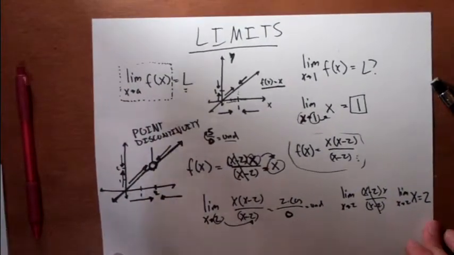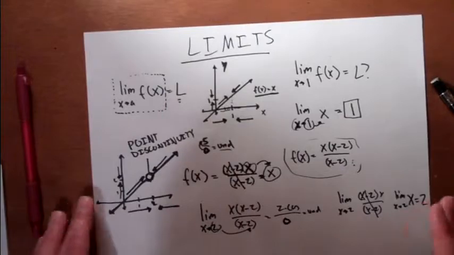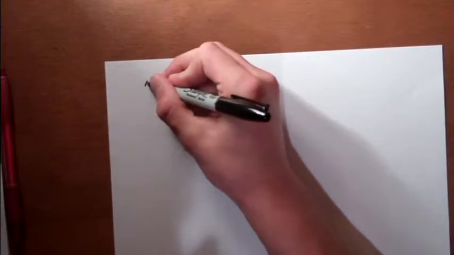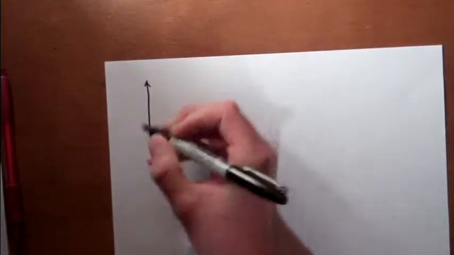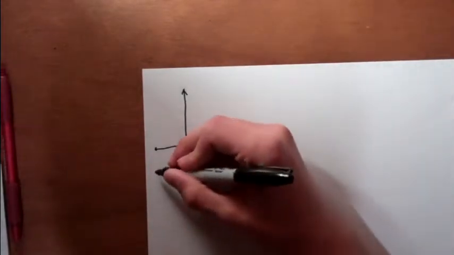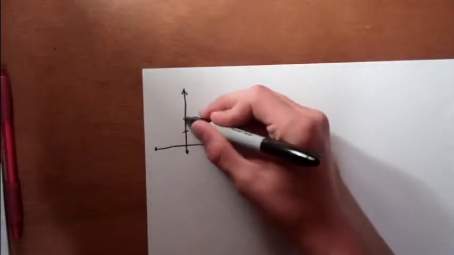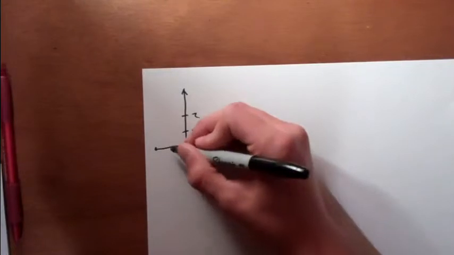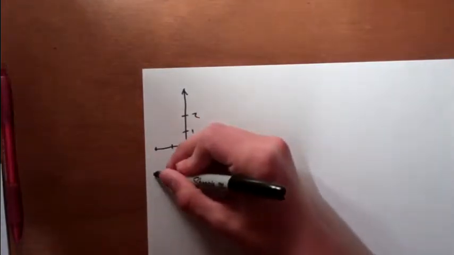Alright, it's not always going to be quite this simple. I'm going to show you guys a different kind of discontinuity that we use limits for. It's called jump discontinuity. Okay, so if I have, let's see, like this 1, 2, it's going to be negative 1, we'll go.